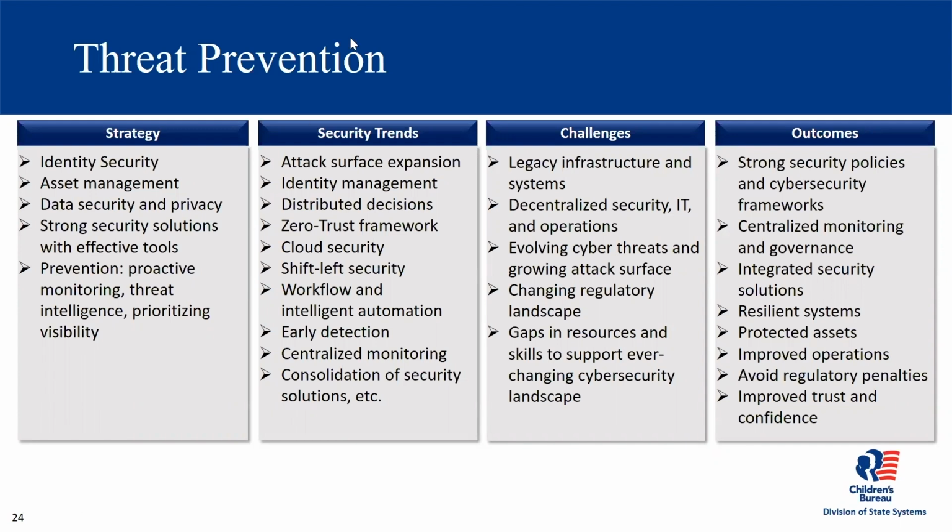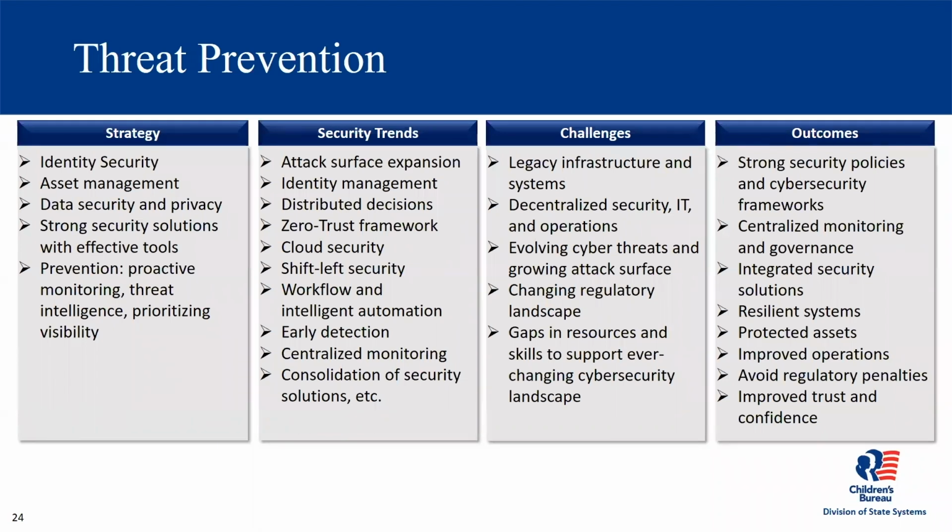So we should keep in mind the organization's challenges when we finalize these approaches, such as they would already be dealing with legacy infrastructure or legacy applications, decentralized security, IT and operations, and evolving cyber threats on top of it. Expanding attack surfaces and a continuously evolving regulatory landscape, especially in this domain, are some of the challenges that the organization currently deals with, and that needs to be considered before they finalize these approaches. It should be noted that the expected outcome of any such strategy, including the security prevention strategy, is the need to get centralized monitoring or governance to improve operations.